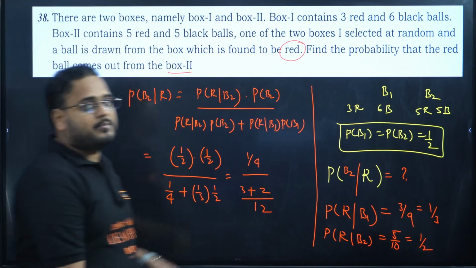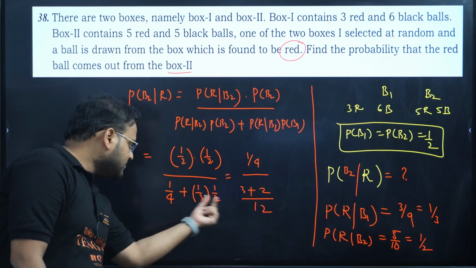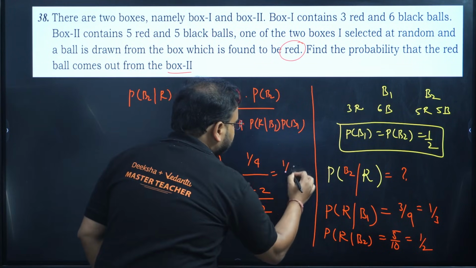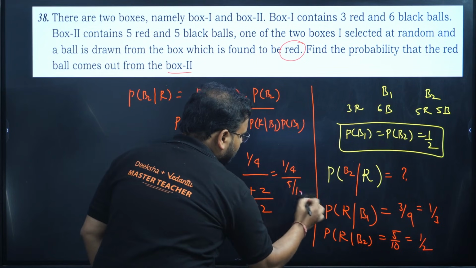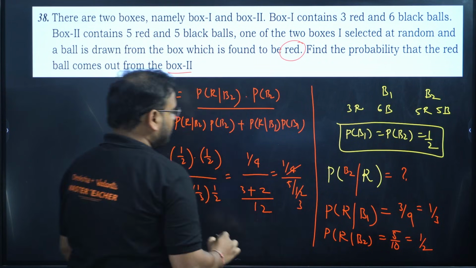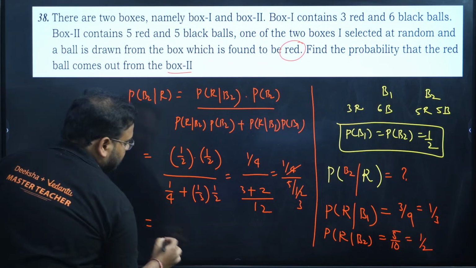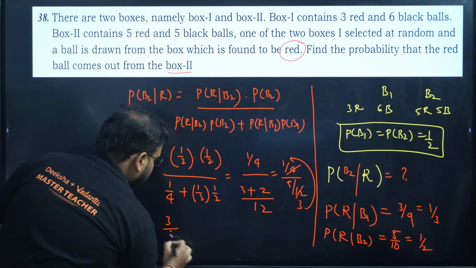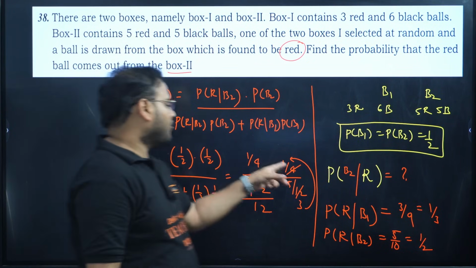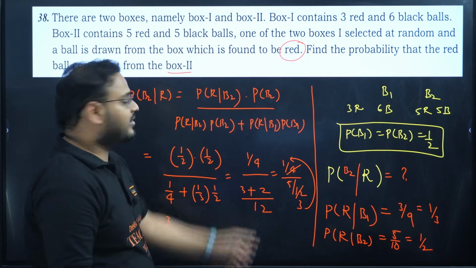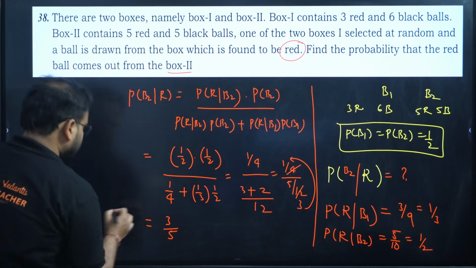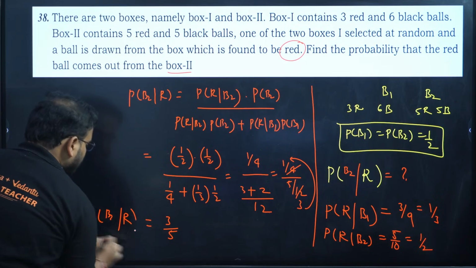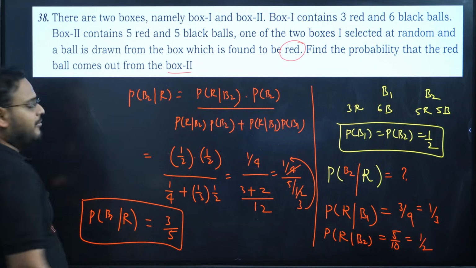If you're not sure, please do your own calculation. So 1 by 4 divided by 5 by 12. 4 3s is gone. My result, check: this 3 will go up, so I'll have here 3 upon 5. I have cancelled the 4 with the 12, I have only 3 left now, and 3 will go up. So 3 by 5 is the probability of picking a red ball and finding it to be from box number 2. This is my answer for a 3-mark question.